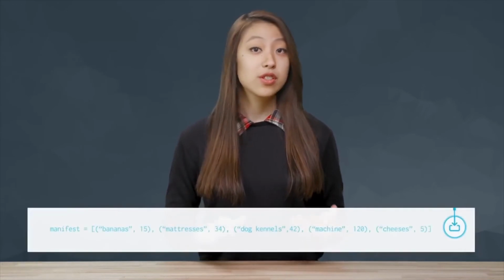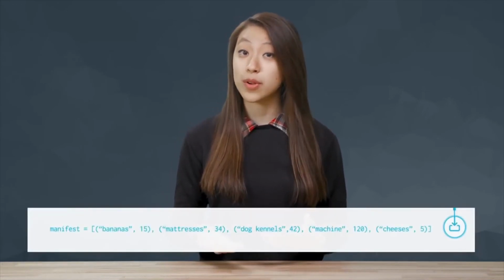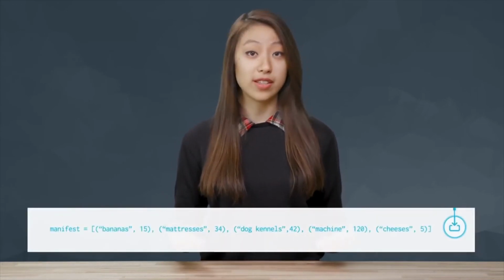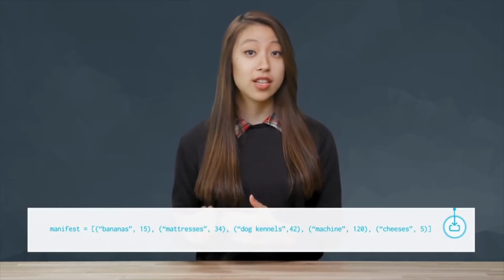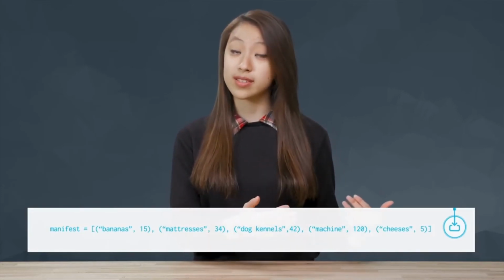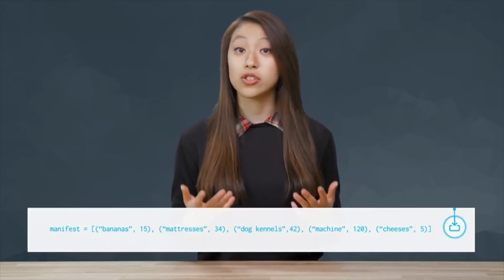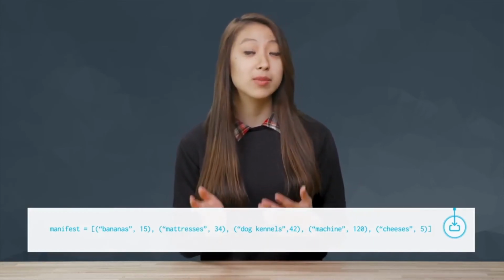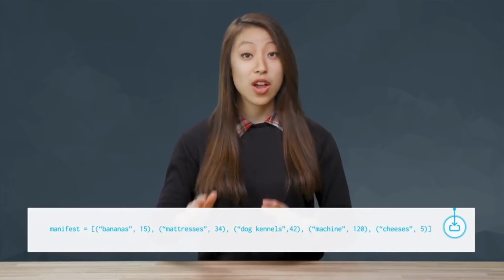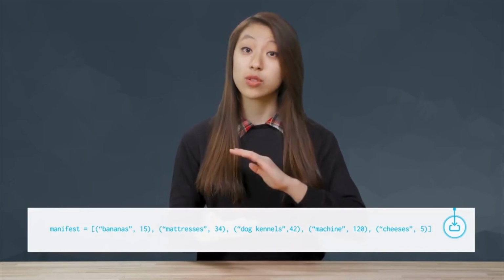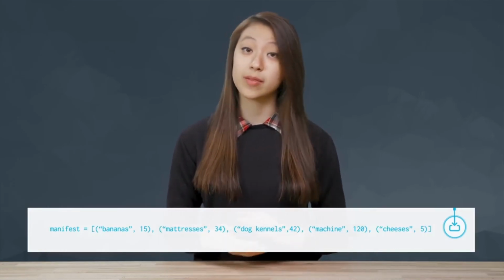For example, suppose you want to load a cargo ship with a list of items called manifest. This list contains tuples of items and their weights. Ideally, you would like to load all the items on the ship, but the ship has a maximum weight capacity. Therefore, when the ship's capacity is reached, you want to stop loading.